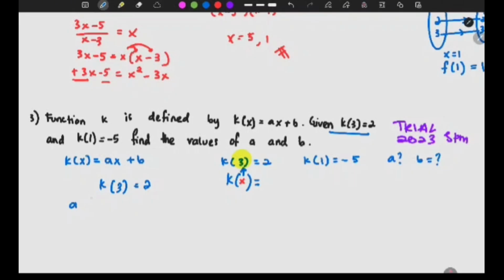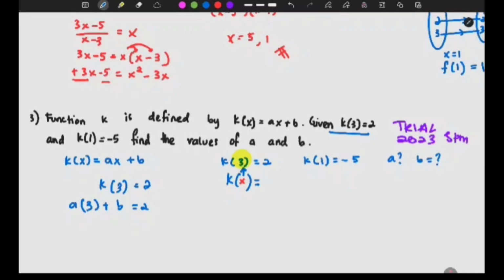Okay, so far clear? So a times 3 is what? 3a. Plus b equals 2. So this is my first info, I get it. So let's do the second one, the second info.